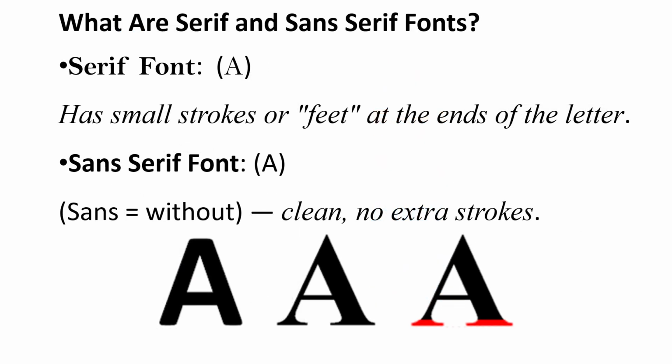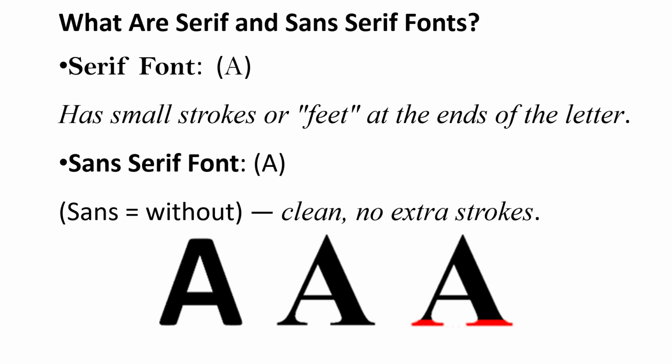Now let us see what are serif and sans serif fonts. A serif font has small strokes or feet at the end of the letter, and sans serif means without serif, clean and no extra strokes. You can see the first letter A is sans serif, no extra flourishes, strokes or feet. And the second is serif. And if still you don't understand, see the third picture, the feet or strokes are red in color.